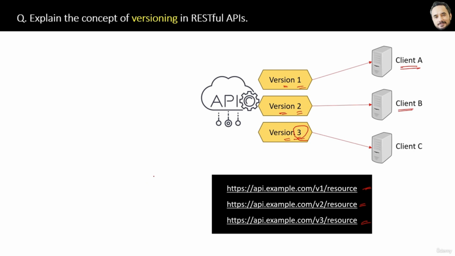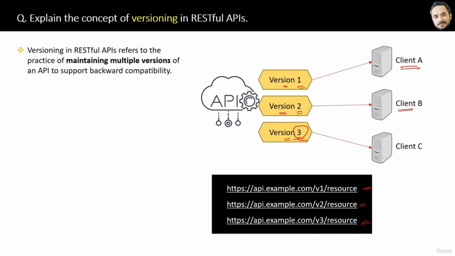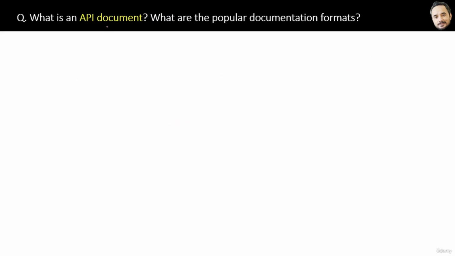Okay, now it's clear, right? And here is the definition. Versioning in RESTful APIs refers to the practice of maintaining multiple versions of an API to support backward compatibility. That's it.